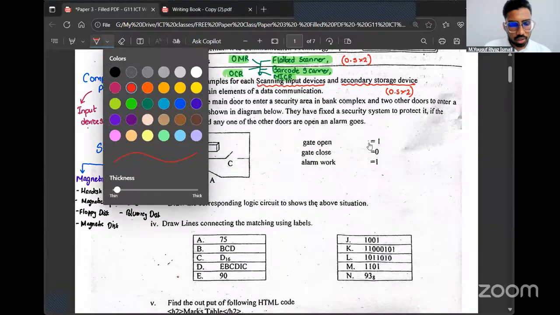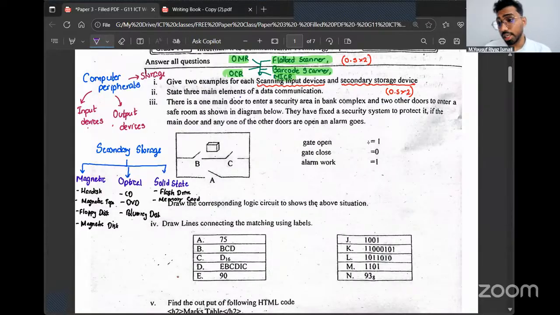I hope you are marking your answers using a red pen or else a pencil. Better mark with the red pen. State three main elements of data communication. For communication to happen, there are three things you need: one is a person who is speaking, one is a person who is listening, and one is the thing that's going to take the data from the person speaking to the person listening.